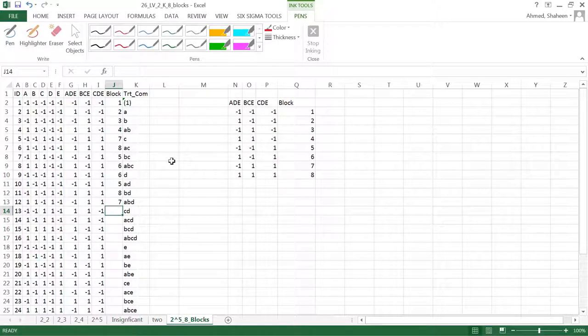That one is block 7. This one is block 4. It's on the first one minus, then plus, then minus. So that is block 3. And then this is block 2. And then block 1 again. Block 8 again. And then that is block 7. That is block 6, that is block 5, and then 1 minus minus, so that is block 5.